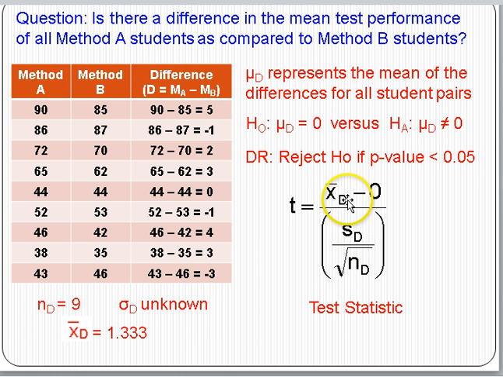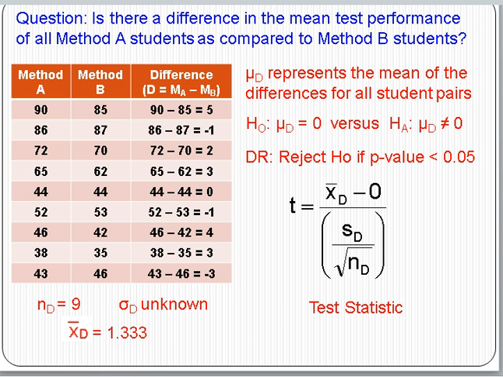In this formula I use D just to remind myself of the fact that I'm looking at the differences in the test scores. For our example, N of D, the number of differences, is 9. The standard deviation of differences for all pairs of students is unknown. That's why we use a t-test. And the mean of the sample of differences is 1.33. To conduct this test, or at least to calculate this value, and I want to show you how you get it by hand, I need to have the standard deviation of these differences.